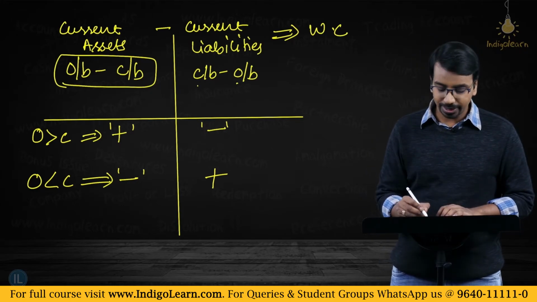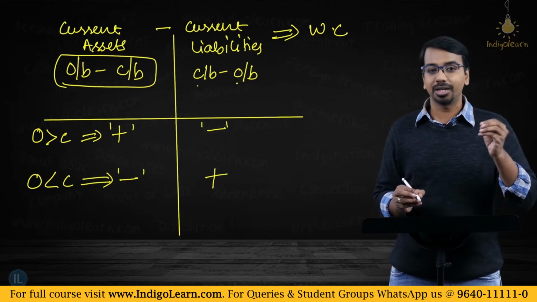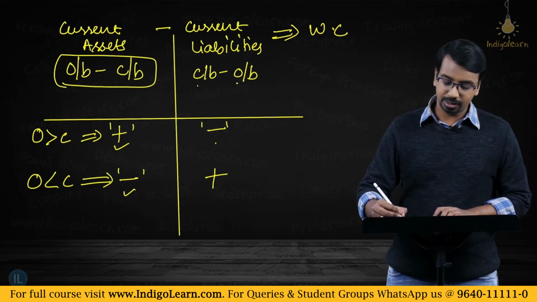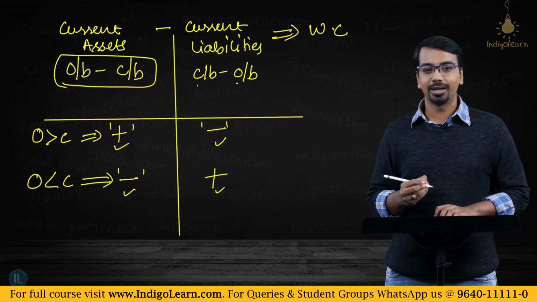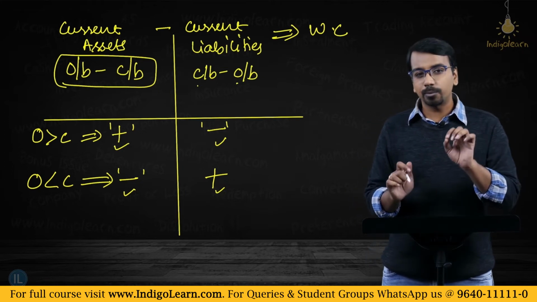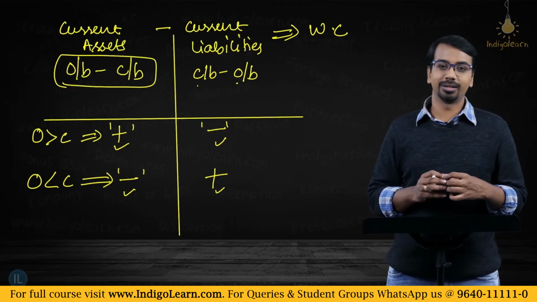So if opening is greater than closing, it means there is a reduction in debtors or a reduction in current assets, you will add. If there is a reverse case, you will deduct. Here you will deduct, here you will add, right? So this is one way to remember. Let us take a couple of minutes to actually look into what this logic means.